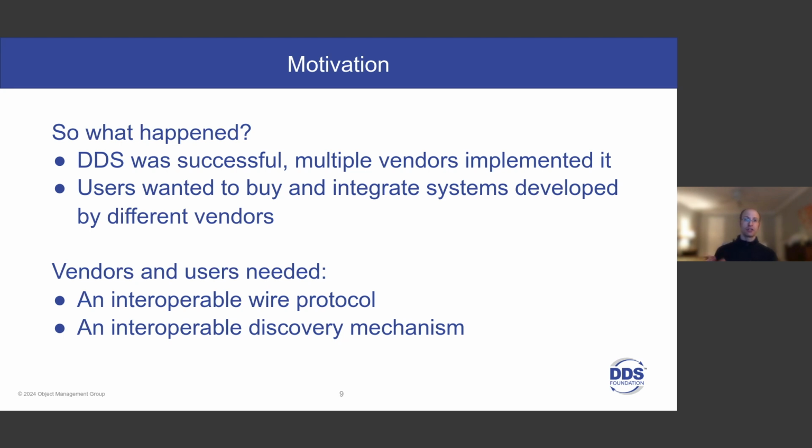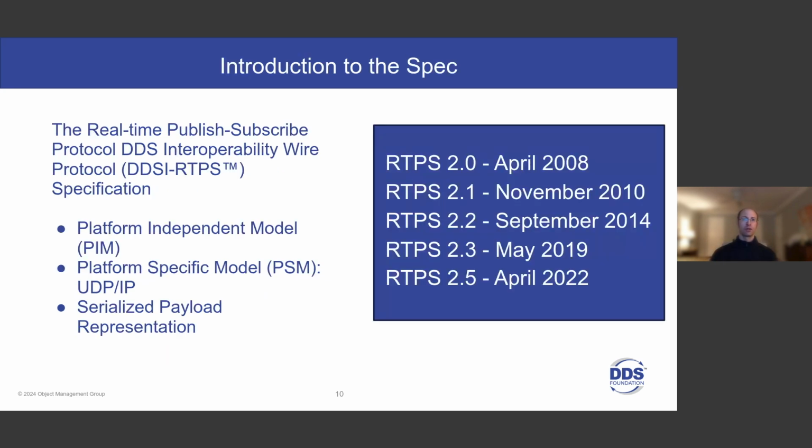In addition to that interoperable wire protocol, we need some kind of discovery mechanism so that the writers and the readers can discover each other and know that they need to communicate. So that really motivated the success of the DDS spec, really motivated the creation of another spec, which is called the Real-Time Publish-Subscribe Protocol, DDS Interoperability Wire Protocol, DDSI-RTPS specification. It's very long. We typically just shorten it to RTPS, Real-Time Publish-Subscribe.